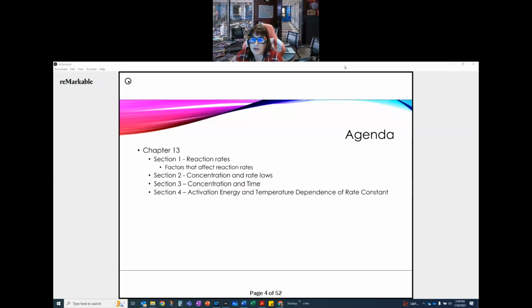So we're going to be talking about rates and factors that affect the reaction rates. We'll talk about concentration and rate laws. We'll talk about concentration in time, and then we'll talk about activation energy and the temperature dependence of the rate constant. Okay, so all of that is what we're going to be talking about. Yay, this will be fun.